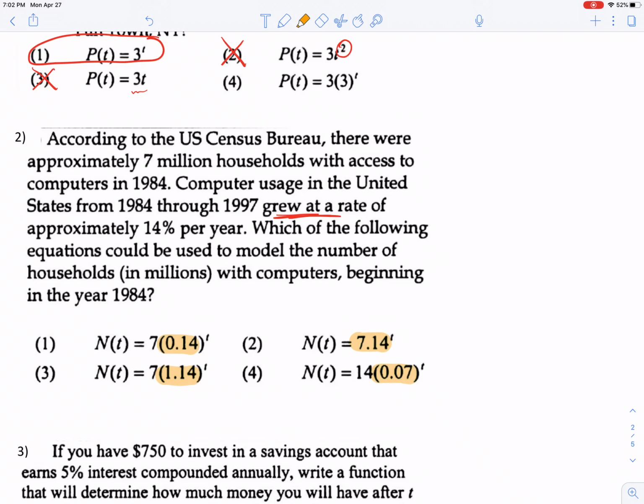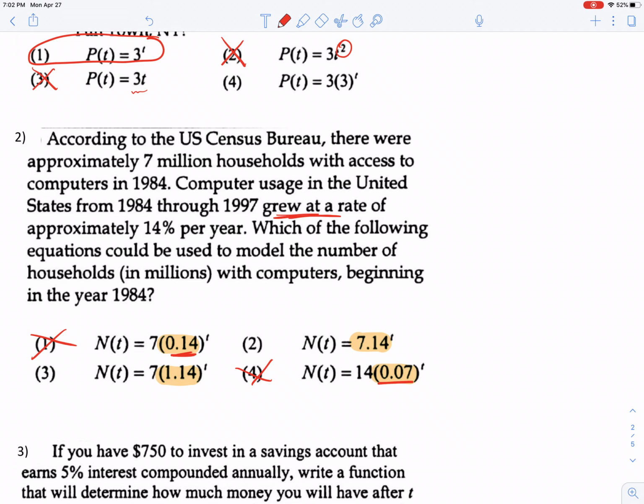So now we were just saying that it's growing. Two of these choices don't represent growth at all. So I could eliminate the two choices that have bases lower than 1. Get rid of 1 and 4 immediately. Choices 2 and 3 both have bases greater than 1, so they're increasing.